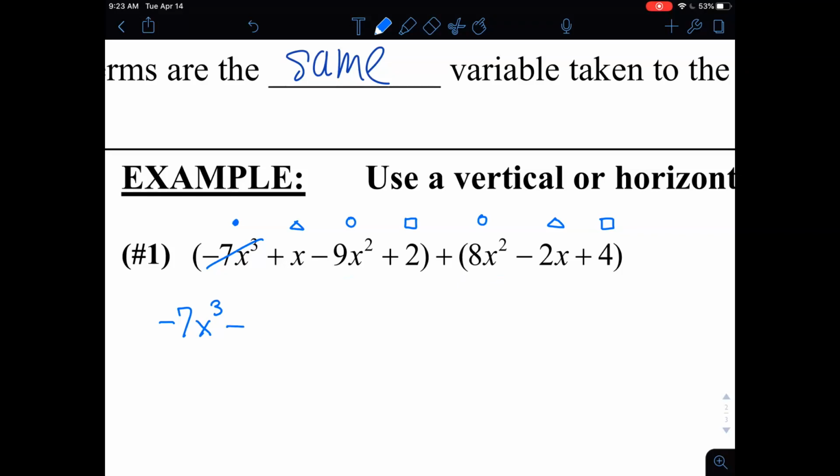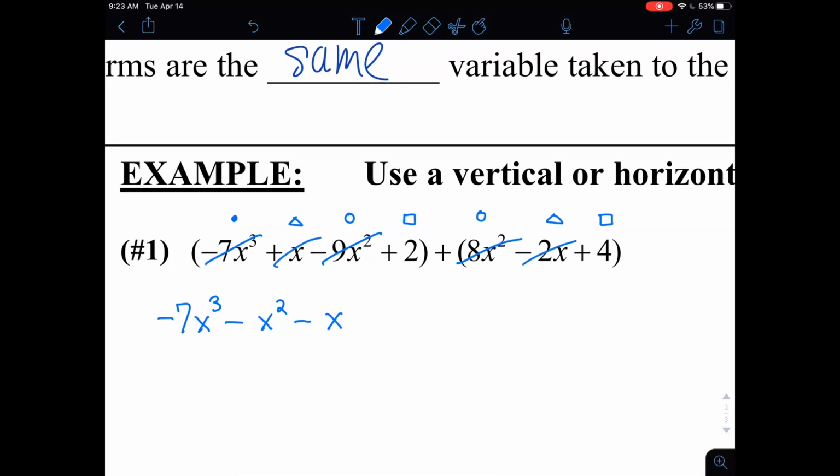So we got negative x squared. Negative 9 plus 8 equals negative 1. That's where negative x squared came from. Okay, these cancel out. All right, then we have x minus 2x. What is 1 minus 2 going to be? It's going to be negative 1. So we get negative x. These cancel out now. And then what is 2 plus 4 going to be? We get 6. Okay, so you see what I mean by combining like terms on steroids?